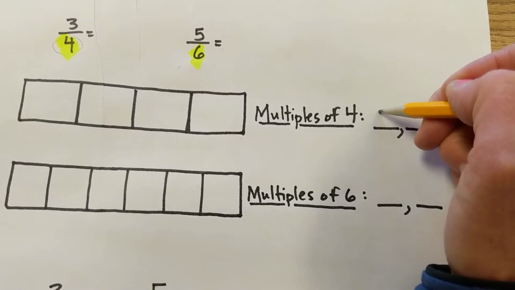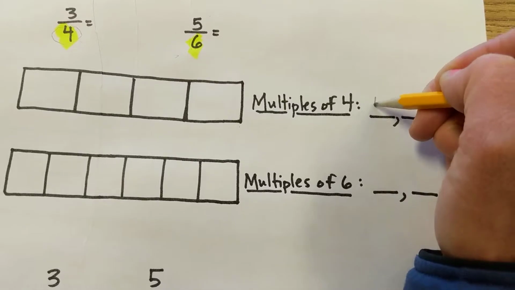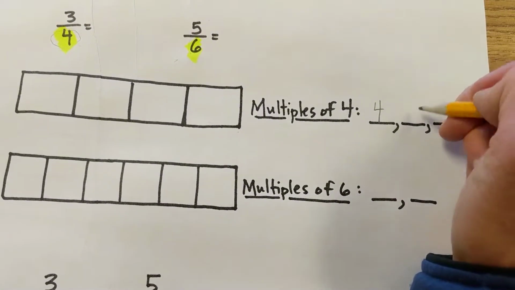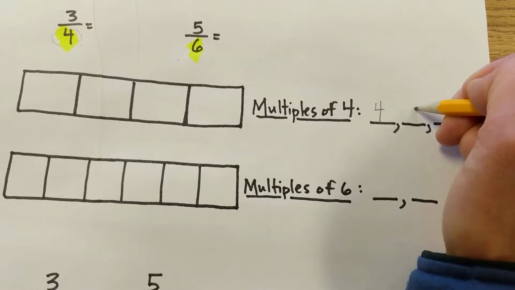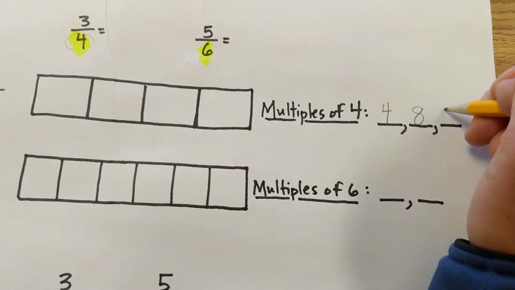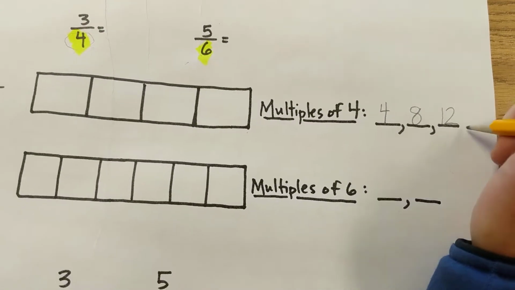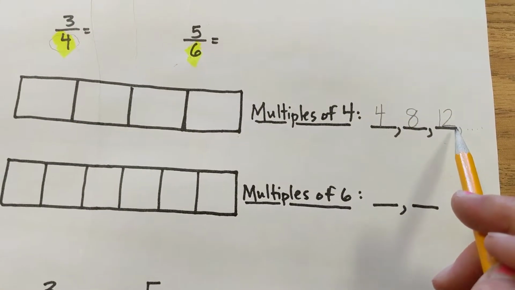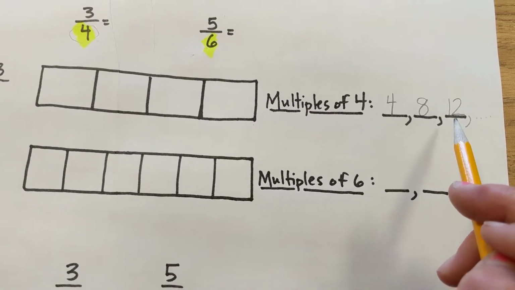Okay? So I'm going to start with the first multiple of 4, and that's 4. Okay? Now if I go to the second multiple of 4, and maybe you know it before I do and you could fill it in, is 8. And now I'm going to the third, and that is 12. And I could just keep going, but I stopped for a certain reason, and you might see why.